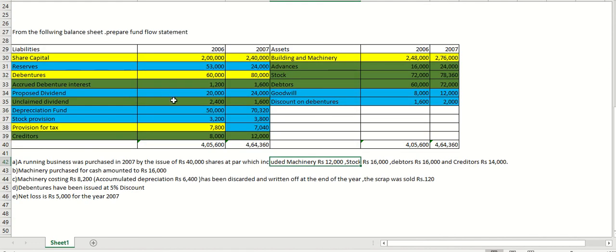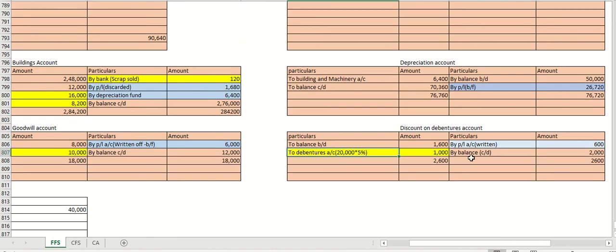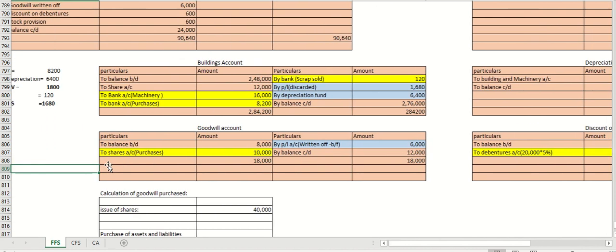So debentures, if you see, 60,000 and 80,000. The current year, which means we take 80,000 minus 60,000, 20,000 has been issued. So 20,000 into 5% which they have given in the adjustment. So 1,000 is your discount on debentures. So your balance figure is by profit and loss account, which is 600 rupees, which will be taken up in your profit and loss adjustment account.